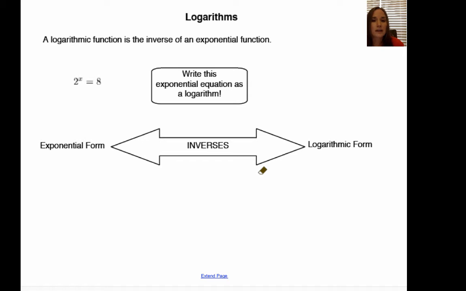Well, at the very beginning of this unit, we talked about exponential functions. Today, we are talking about its inverse. What will undo an exponential function? And so that is a logarithm.